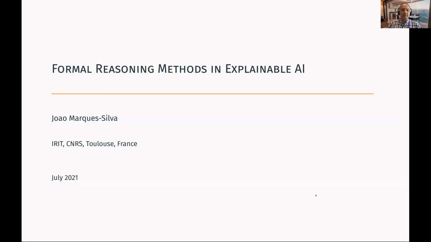I'm going to talk about how to apply different types of automated reasoning techniques in explainable AI. So again, as Alexey was kind enough to explain, this is a fairly recent area. So if you have comments, those will be most welcome.